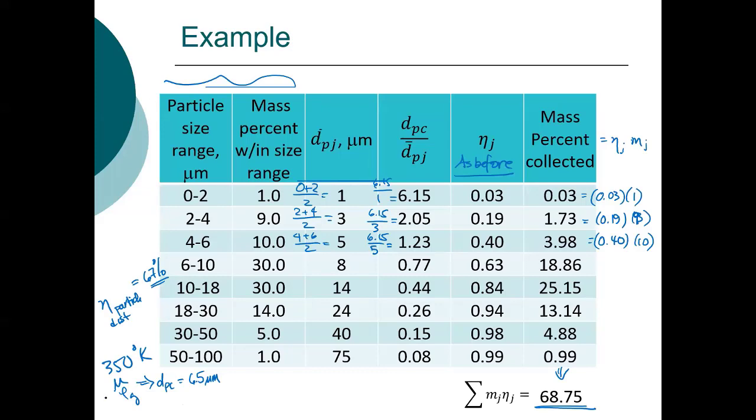Question about the 67%. So that 67% was assuming everything is the same, except the temperature is 350 degrees Kelvin instead of 293. So that changes the viscosity, it changes the density of the gas. So given everything else constant, that would mean that we'd have a total particle removal of 67% as compared to the almost 69%. Have a great weekend and happy to answer any other questions.